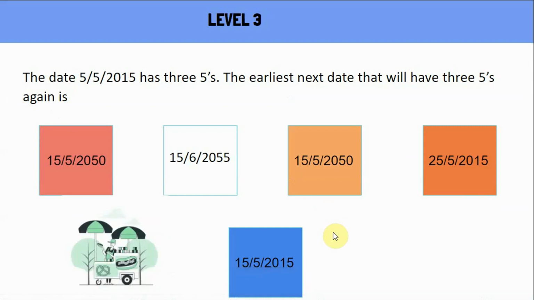The date 5/5/2015 has 3 5s. The earliest next date that will have 3 5s again is, and we have 5 options here again. You can pause the video if you want to solve it on your own. You can take a minute.